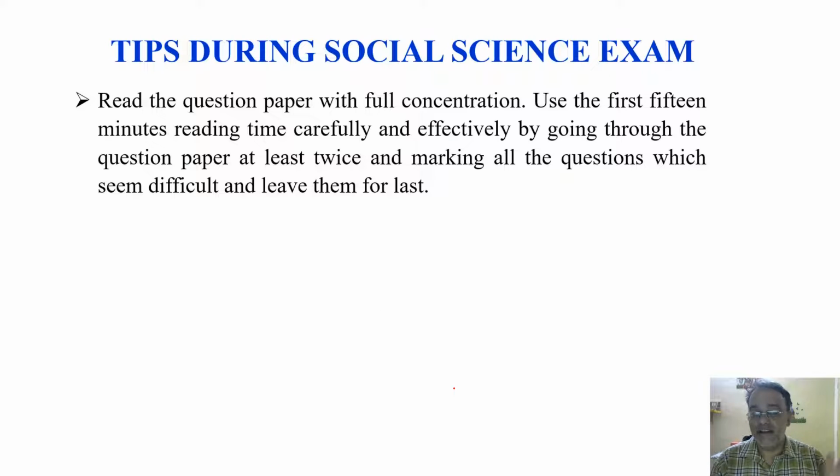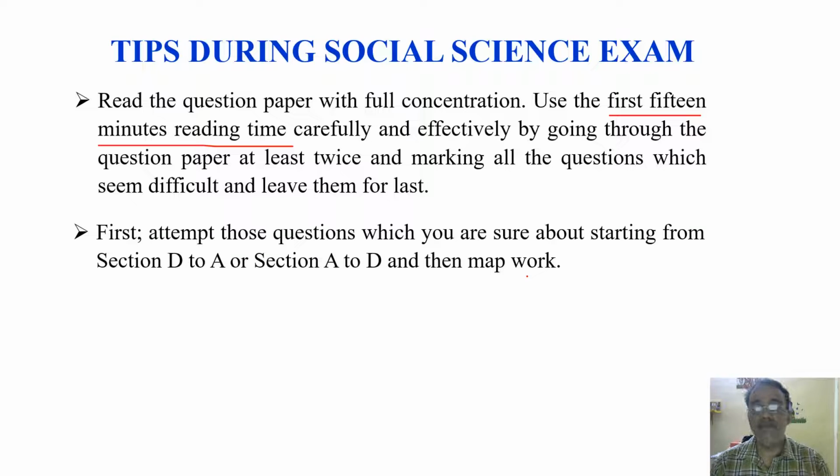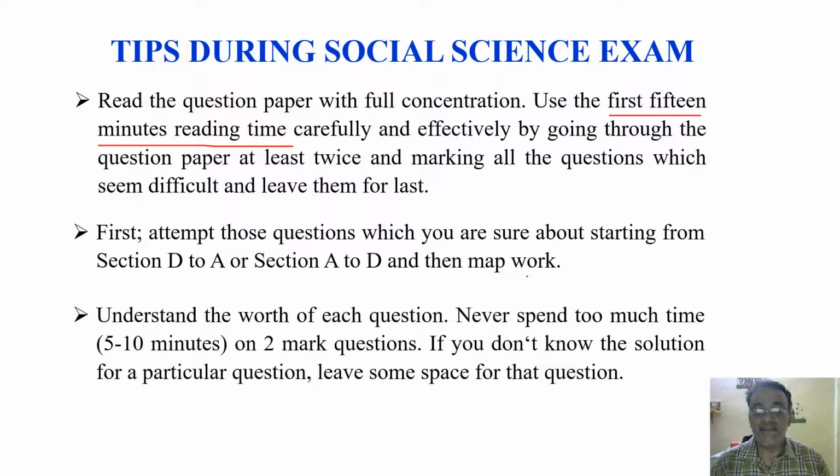Now the tips during the social science exam. You have to read the question paper thoroughly with full concentration. Use the first 15 minutes reading time carefully and effectively by going through the question paper at least twice and marking all the questions which seem difficult and leave them for last. First attempt those questions which you are sure about, starting from either section A to D or D to A, and then map work. Understand the worth of each question. Never spend too much time, 5 to 10 minutes, on 2 marks questions.